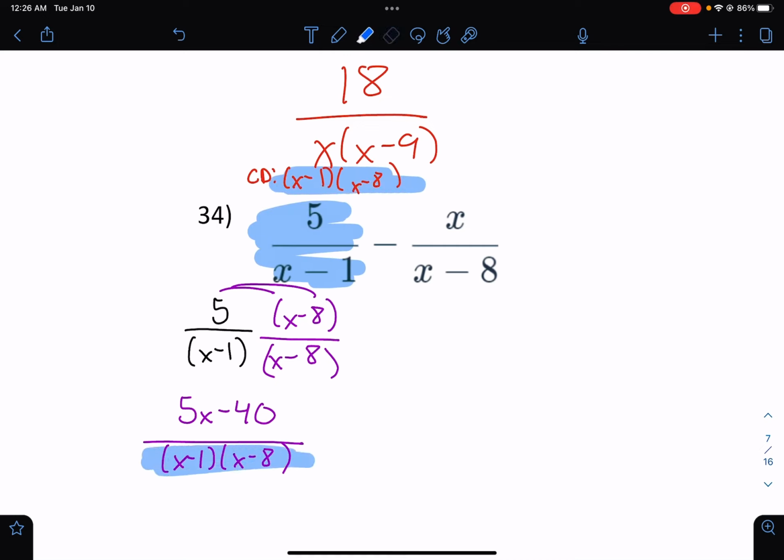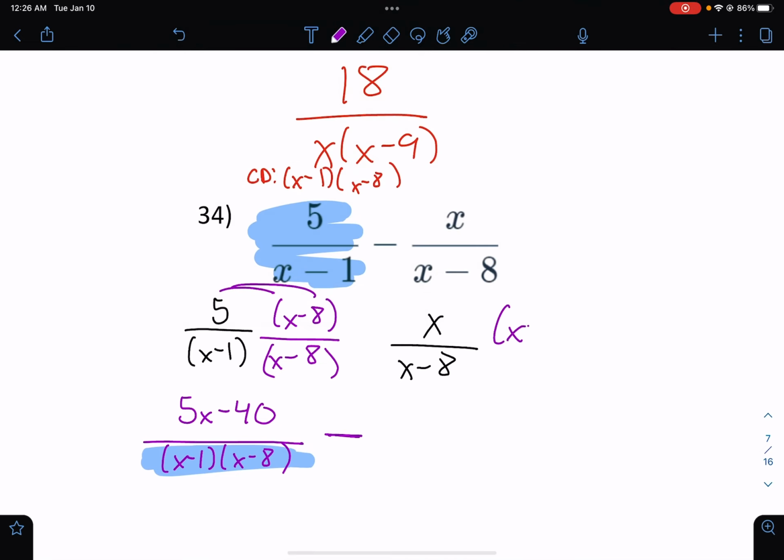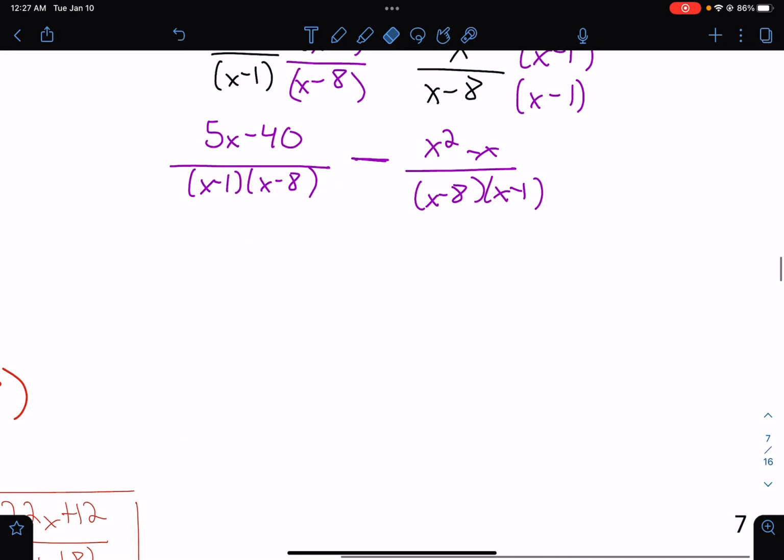So yay, he's good. All right, so now don't forget we've got a minus sign in between these two. Very important. And this guy needs to be multiplied. We've got x all over x minus 8. He needs to be multiplied by x minus 1. So that's what he's missing. And we distribute that. And when we do that, we get x squared minus x all over x minus 8, x minus 1, which again is equivalent to that, even though they're in a different order. We're fine.